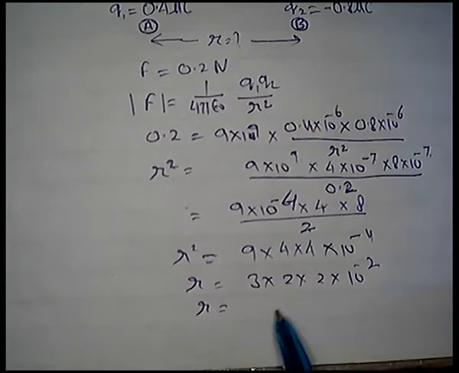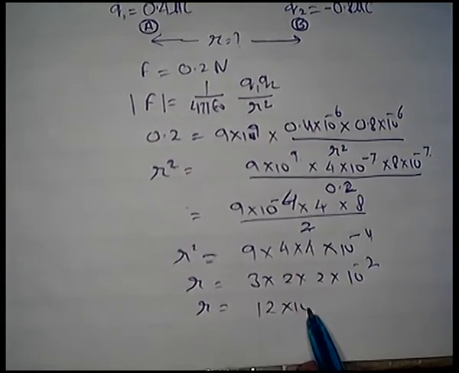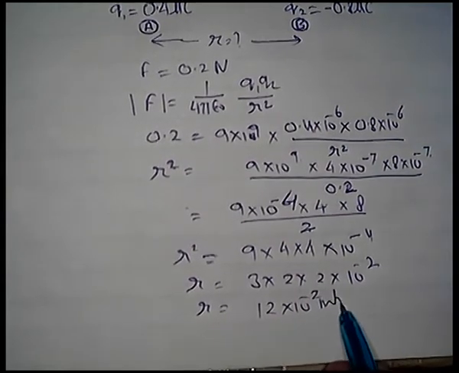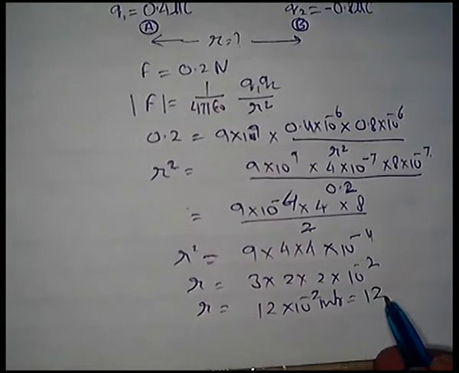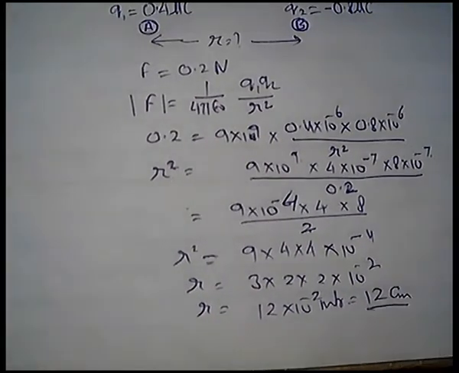3 times 2 is 6, 6 times 2 is 12, into 10 to the power minus 2 meter, and simply we can say 12 centimeter.